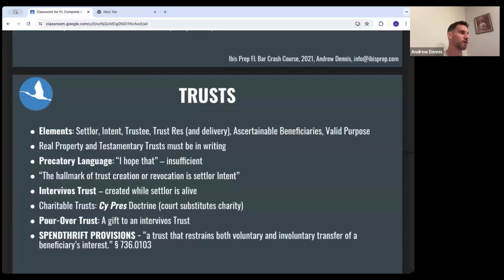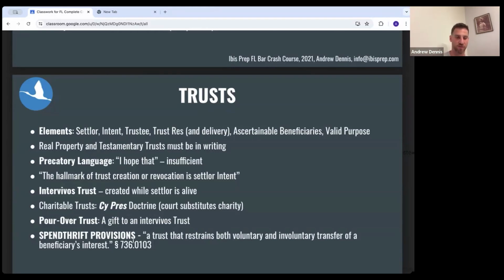So how could you compensate for that, or how could you take that into consideration? It would be a spendthrift provision, which makes it so that Chet Hanks's creditors couldn't pierce the corpus of the trust. They would have to wait until disbursements have been made to attach.